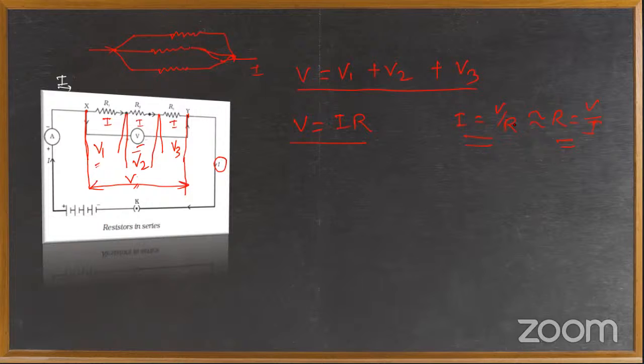We know V is equal to I R. Then V1 is equal to I into R1, V2 is equal to I into R2, V3 is equal to I into R3. So IR is equal to IR1 plus IR2 plus IR3. Now I am taking I common.